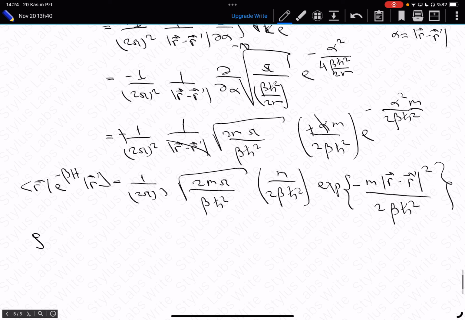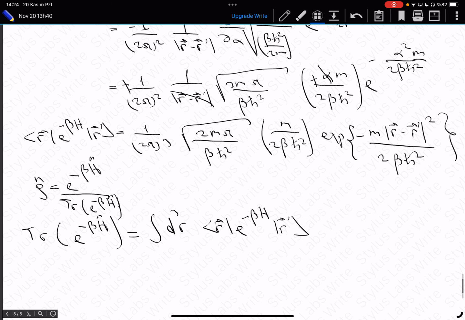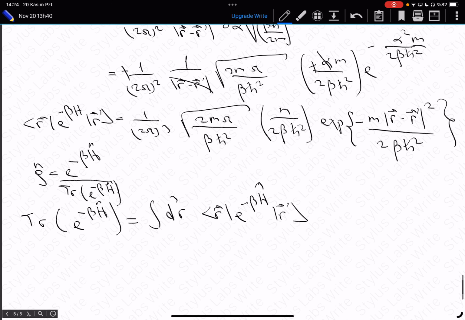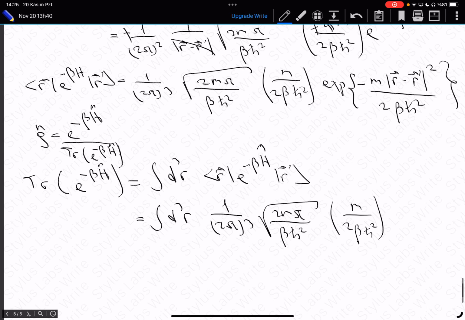So let's obtain the rho. Remember, the rho matrix is e to the power minus beta h divided by the trace of e to the power minus beta h. Now the trace of e to the power minus beta h is actually the integral d cubed r, r prime. And this is equal to d cubed r. When r is equal to r prime in the matrix element of e to the power minus beta h, the exponent just becomes 1. We are left with all these coefficients. So it doesn't depend on r, so the r integral just gives us V.